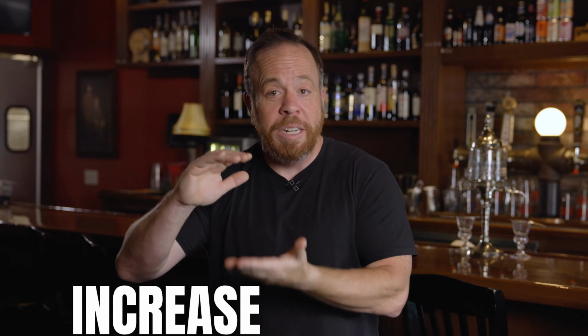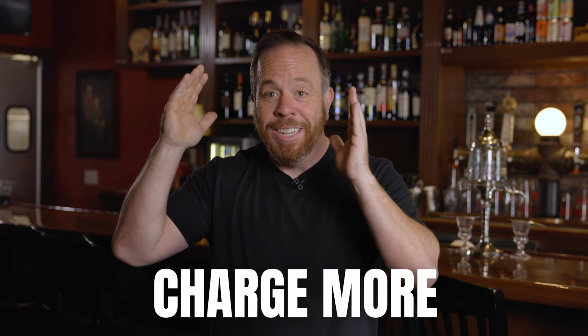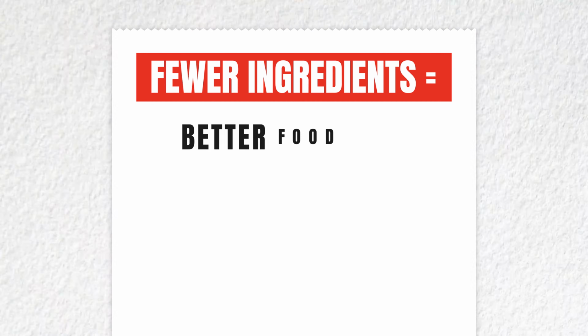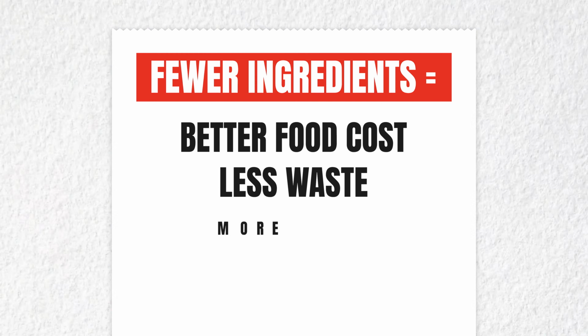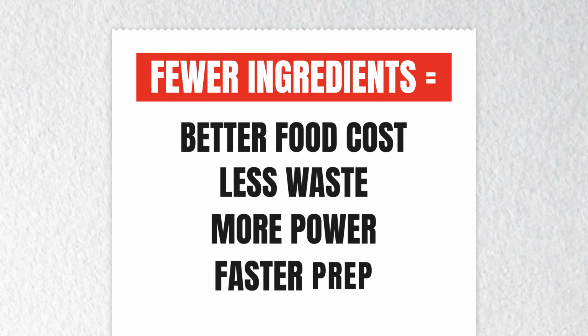And if your biggest, most crowd pleasing item isn't your biggest high margin item, make it. Increase the margin, charge more. Because if people love it, they don't buy it because of the value, they buy it because of the experience. So give them that experience and gear your menu towards that. Once you've done that, simplify the menu for everything else. Fewer ingredients mean better food cost, less waste, more power in your hands, and faster prep.